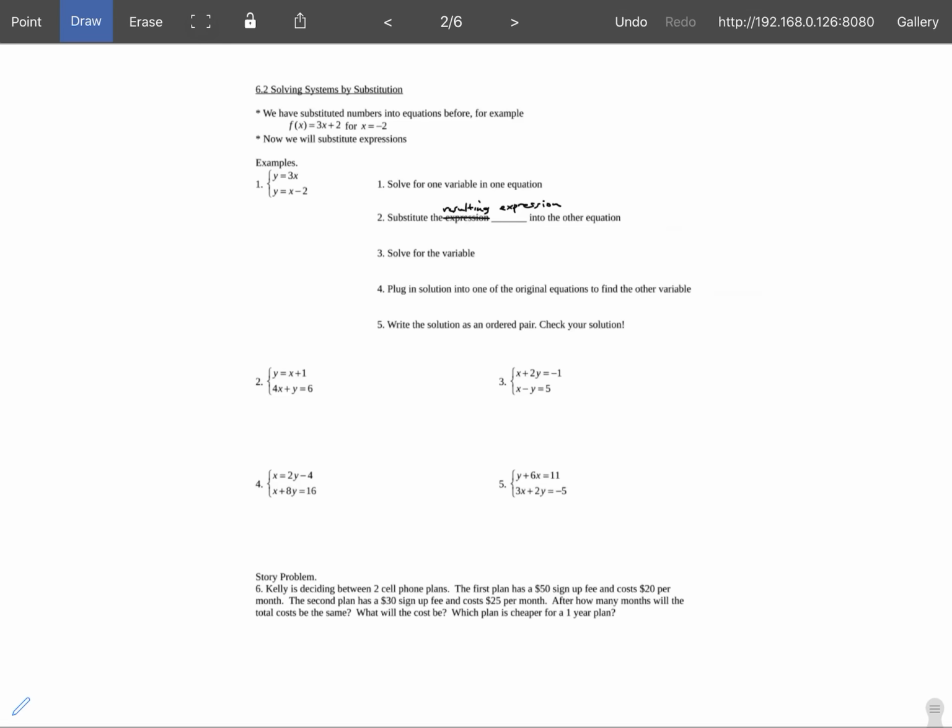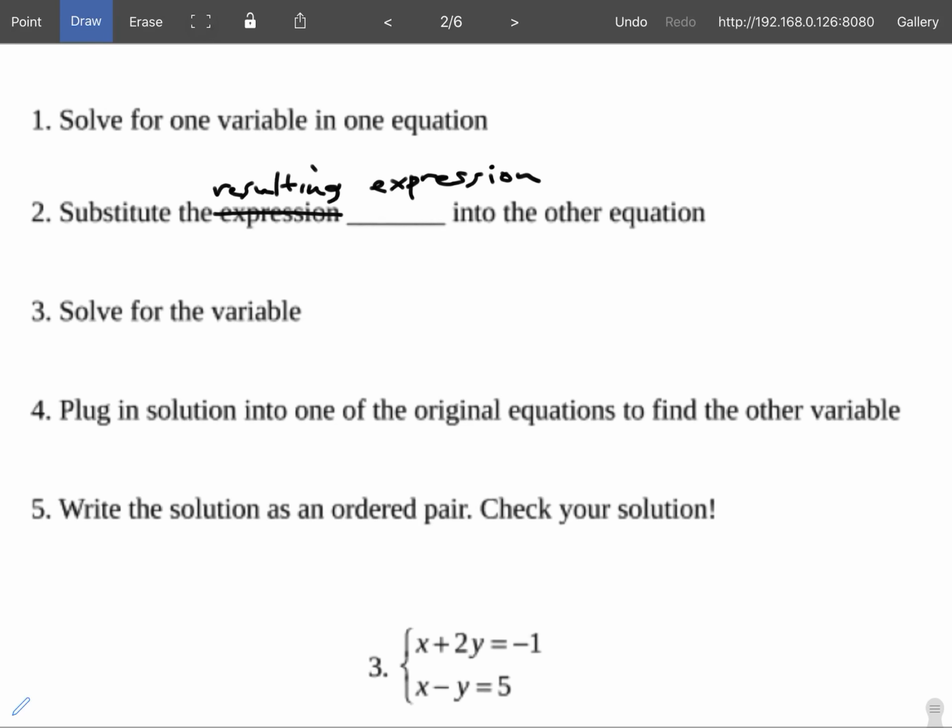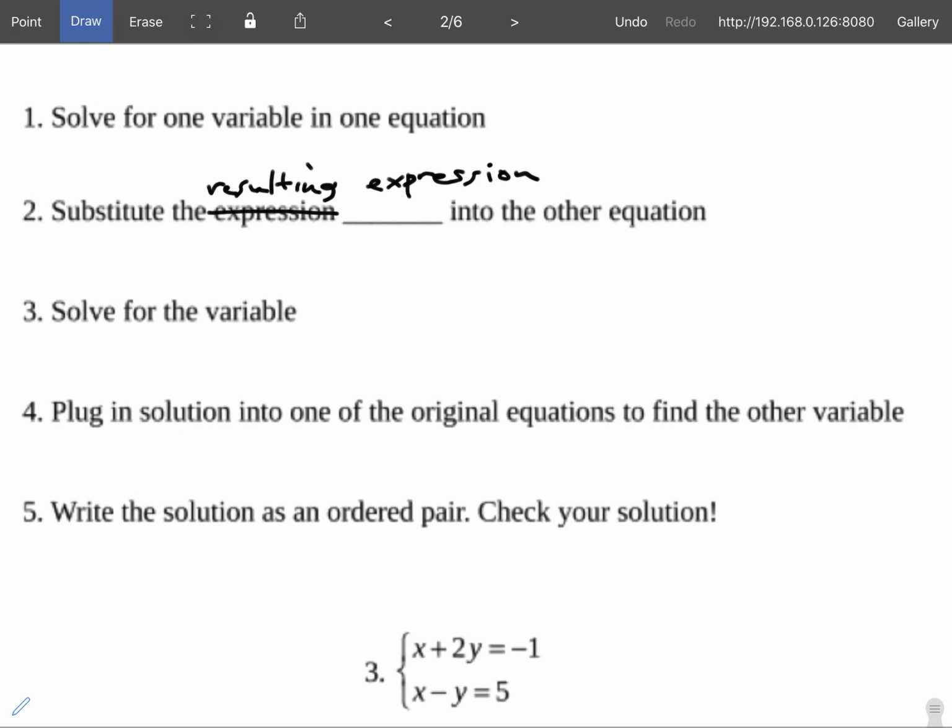So if you look, there's some steps there, 1 through 5. So let me zoom in on that. The first step is you have to solve one of the equations for one of the variables. And then I think there was a typo on step 2 there. It should say substitute the resulting expression into the other equation. Then you solve for one of the variables. That's step 3. Then step 4, you would plug that solution that you just found in step 3 into one of the two original equations and solve for the other variable. And then number 5 is you would write your solution as an ordered pair, x comma y.